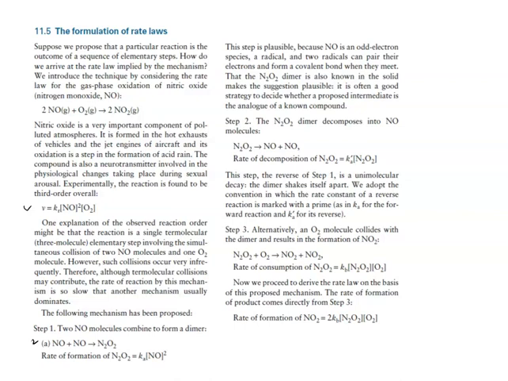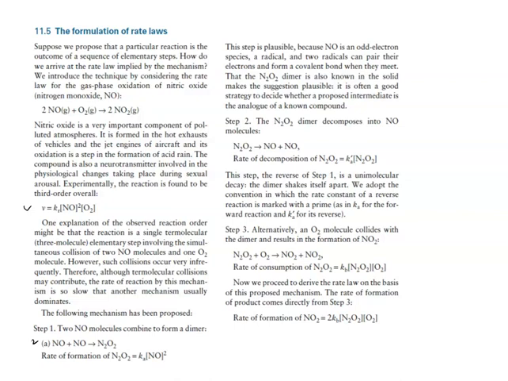That the N2O2 dimer is also known in the solid makes the suggestion plausible. It's often a good strategy to decide whether a proposed intermediate is the analog of a known compound. So, moving on to step 2, the N2O2 dimer decomposes into NO molecules, with the rate of decomposition being equal to k prime a times the concentration of N2O2. This step, the reverse of step 1, is a unimolecular decay. The dimer shakes itself apart. We adopt the convention in which the rate constant of a reverse reaction is marked with the prime, as in k_a for the forward reaction, k prime a for its reverse.